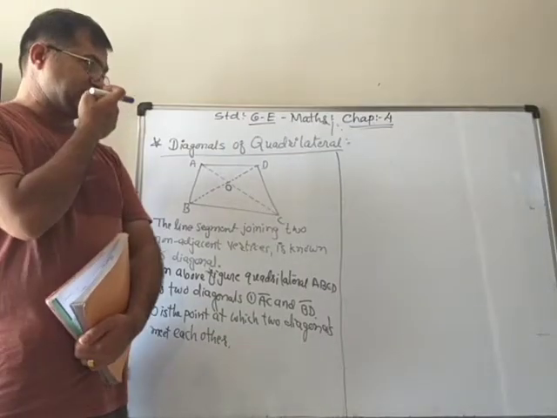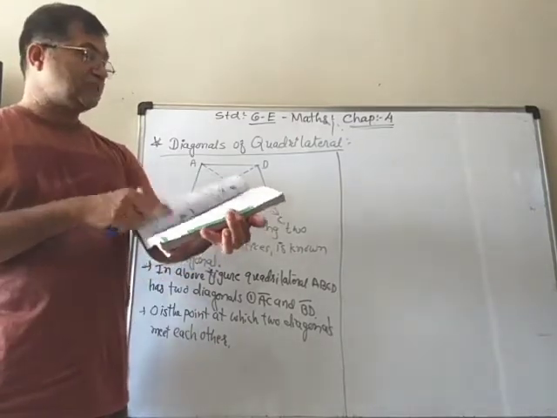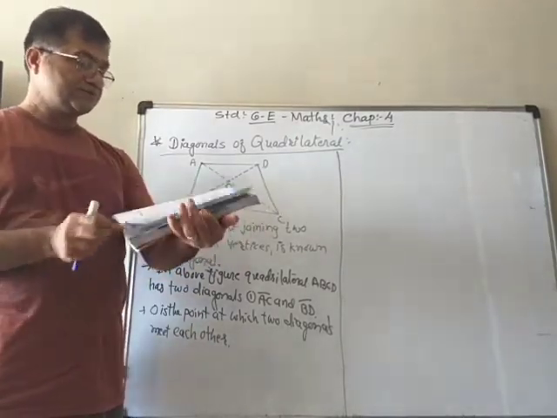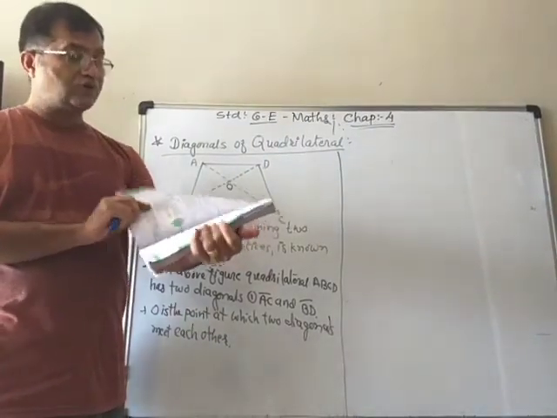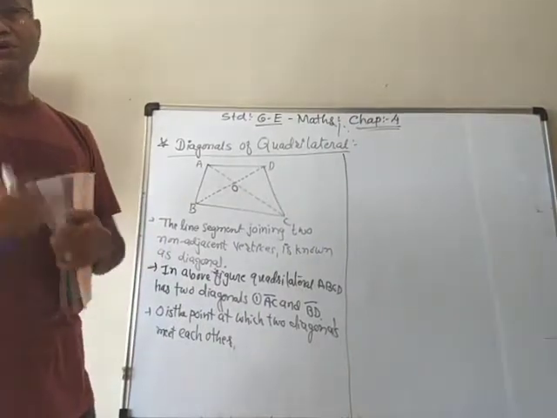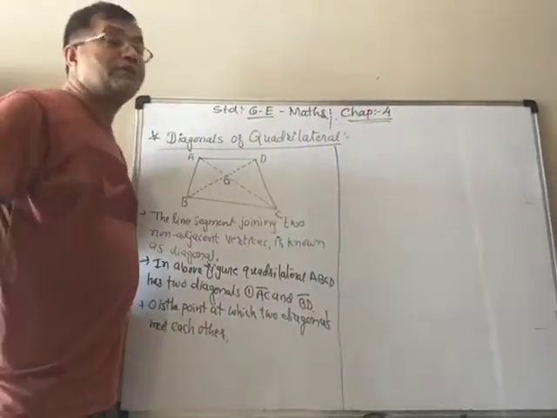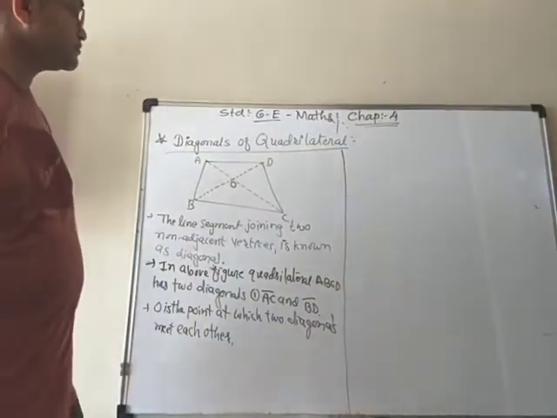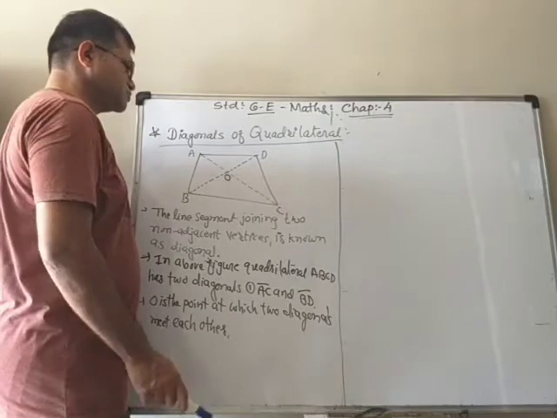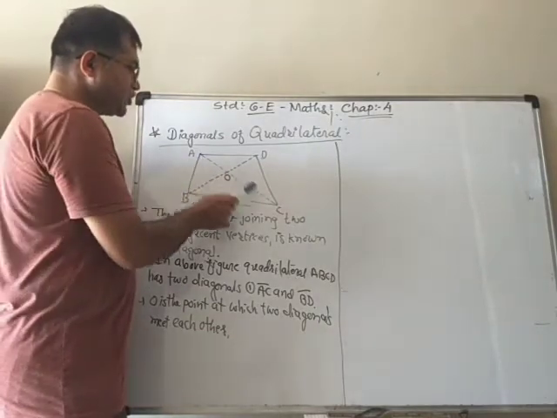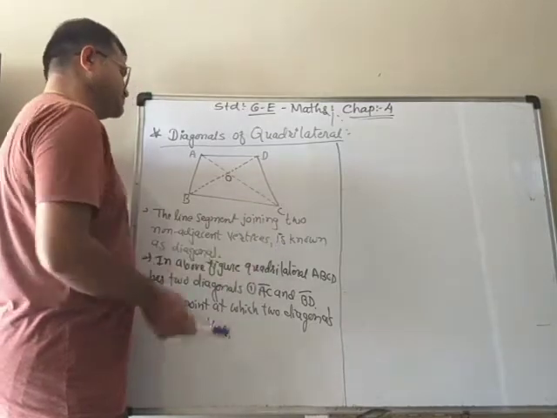The diagonals of a quadrilateral are actually not given in the book, but they have asked a question in which we have to draw the diagonals. So I think that I must explain it to you before we go to the exercise. So what are the diagonals of a quadrilateral? Diagonal means when we join two non-adjacent vertices.